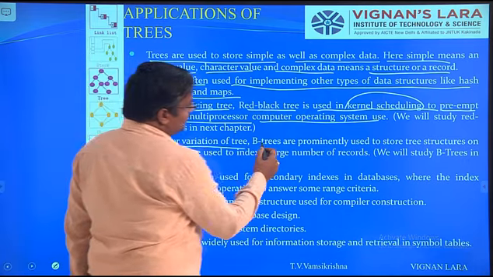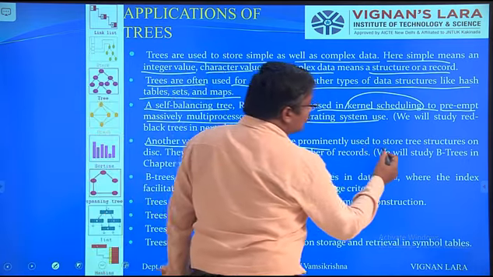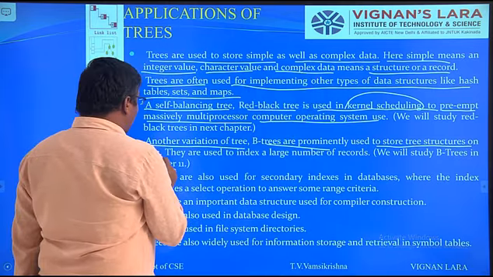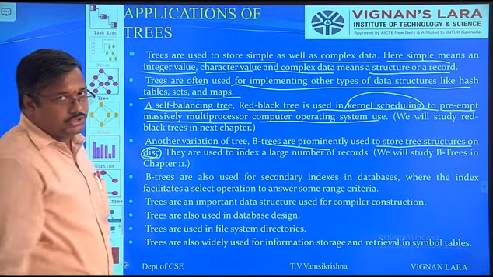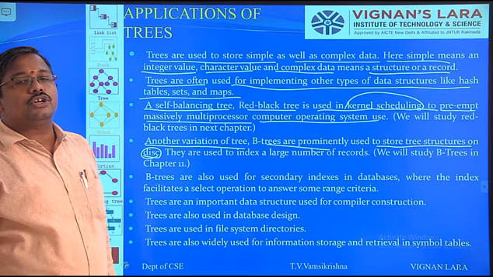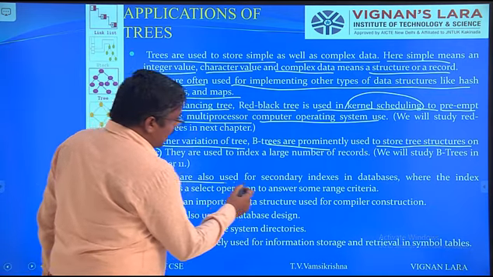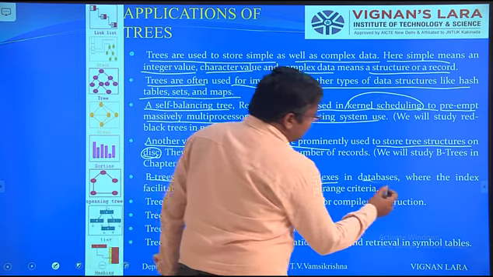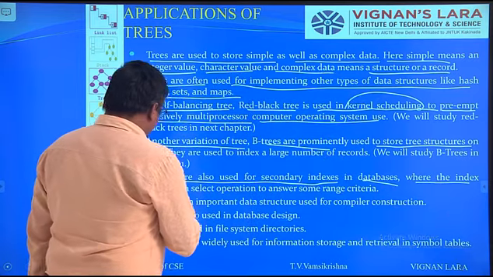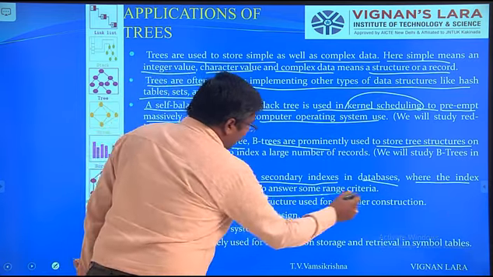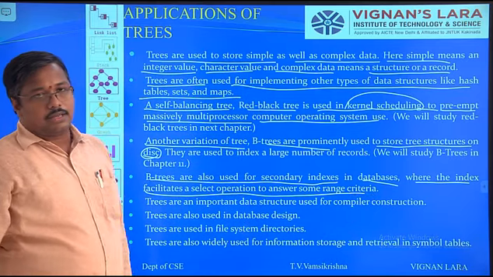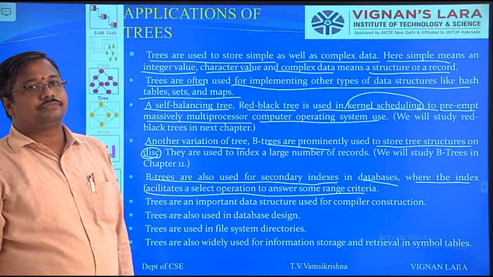Another variation of trees is B trees, prominently used to store the tree structure on disk. This is the thing I mentioned at the time of introducing the trees. B trees are also used for secondary indexes in databases, where the index facilities are selected for operations answering range criteria.